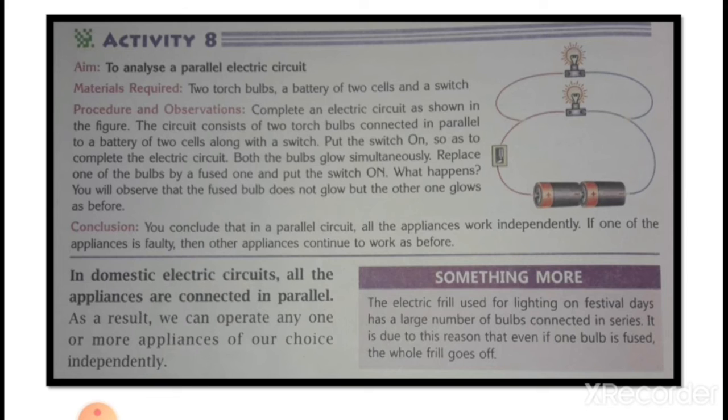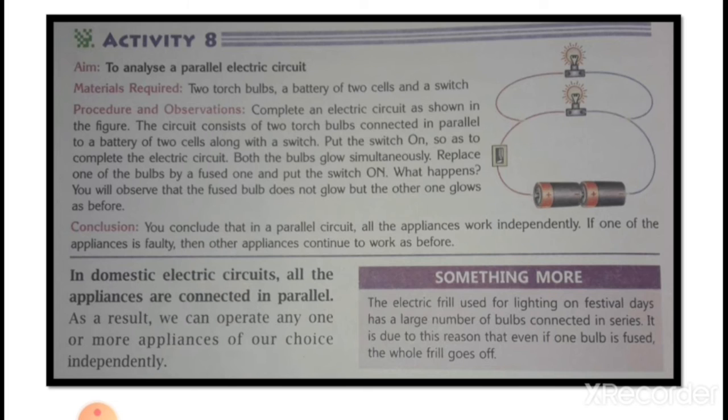Replace one of the bulbs by a fused one and put the switch on. What happens? You will observe that the fused bulb does not glow, but the other one glows as before. So we can conclude that in a parallel circuit all the appliances work independently. If one of the appliances is faulty, then the other appliance continues to work as before.